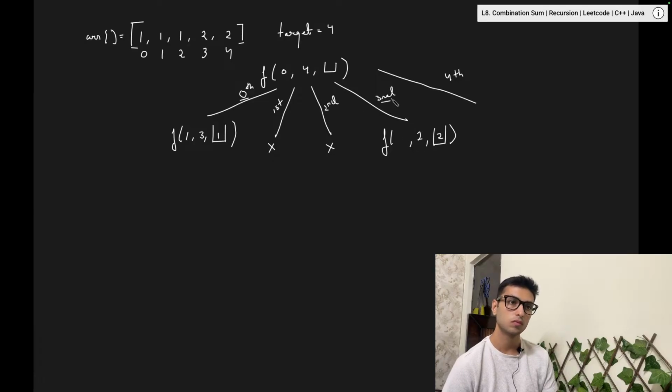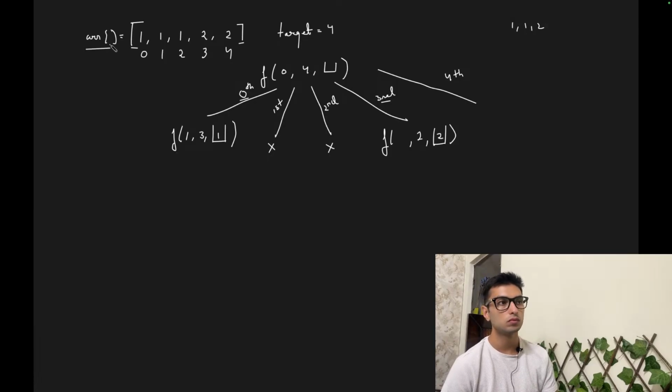What about the index? Now remember one thing. You require all the combinations in the sorted order. Like the combination must be like 1, 1, 2, not 2, 1, 1. So make sure whatever array is given to you, you sort it. And after that, you start preparing combinations by recursion so that you only get the combinations in sorted order.